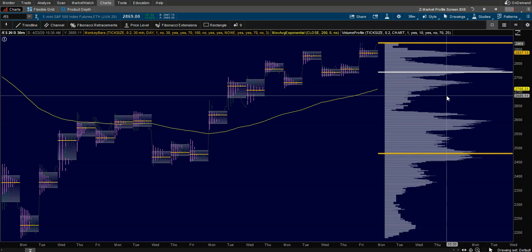Again, it's a different type of market profile chart to be able to see the market in a different light.